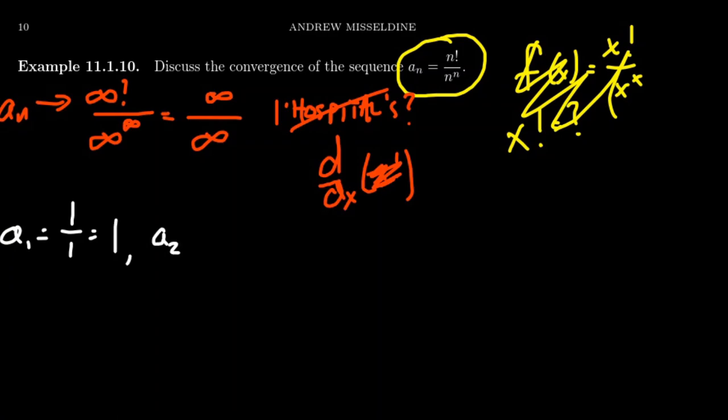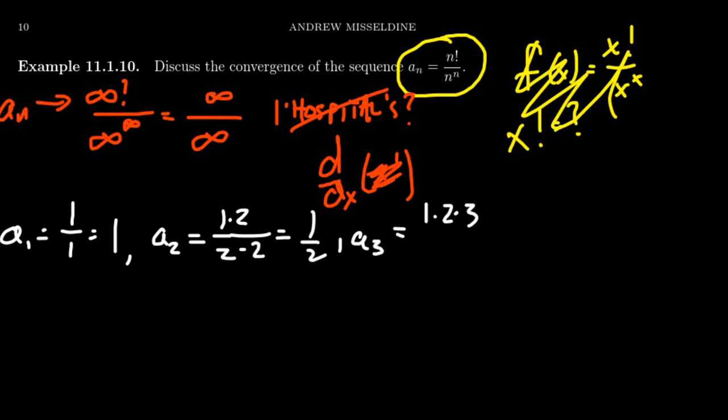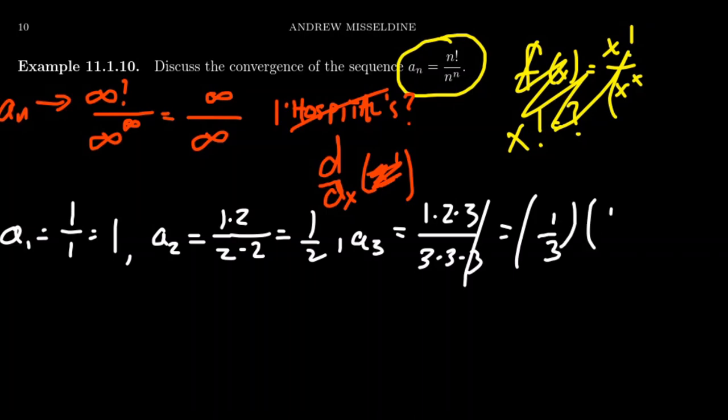A sub 2 is going to look like 1 times 2 over 2 times 2, if we keep it factored. So this gives us 1 half. A sub 3 will look like 1 times 2 times 3, that's 3 factorial over 3 times 3 times 3. You can always cancel out the last term. You end up with 1 over 3 times 1, 2 over 3.